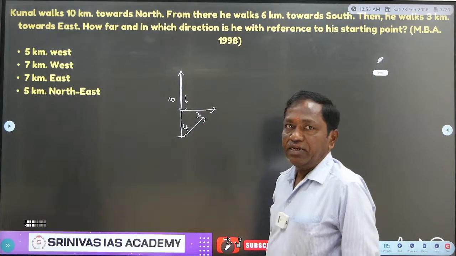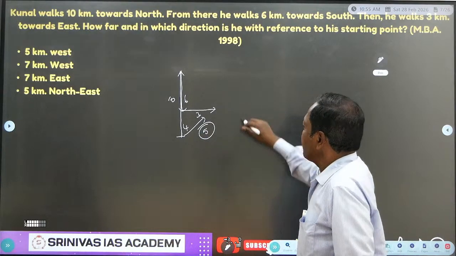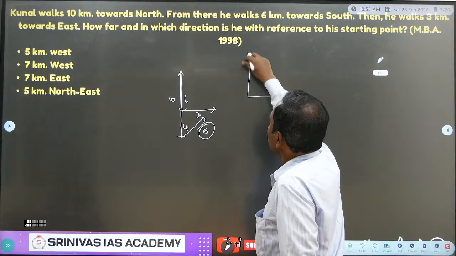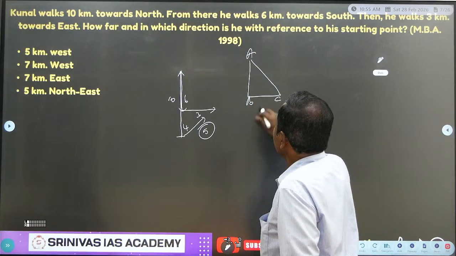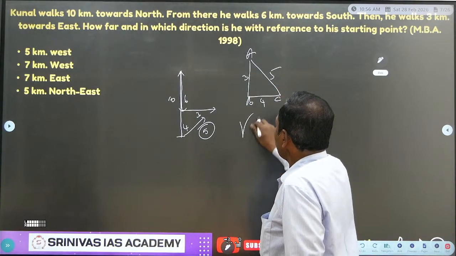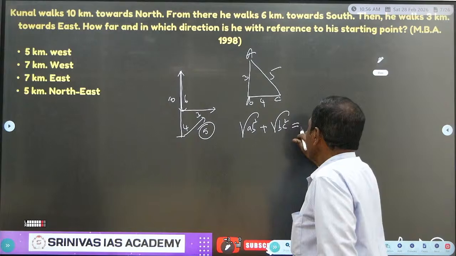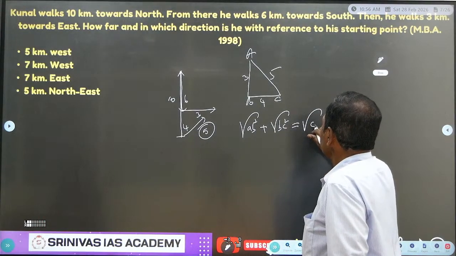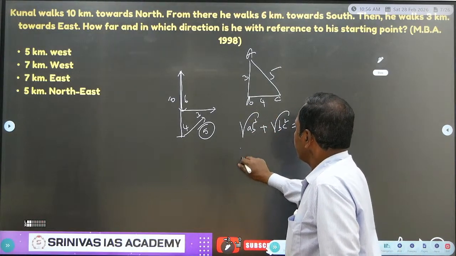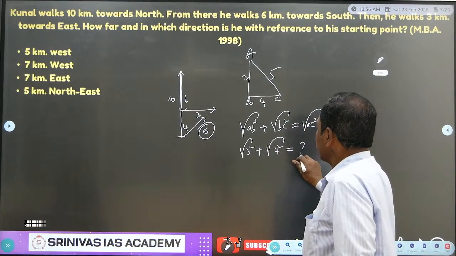This is a right angle triangle. It's the Pythagoras theorem. 3, 4. It means this will be 5. What is the Pythagoras theorem rule? Like A, B, C. This is 3, this is 4, this is 5. So proving root AB square plus root BC square is equals to root AC square. AB square is what? 3 square plus BC square is what? 4 square. Let us see that.